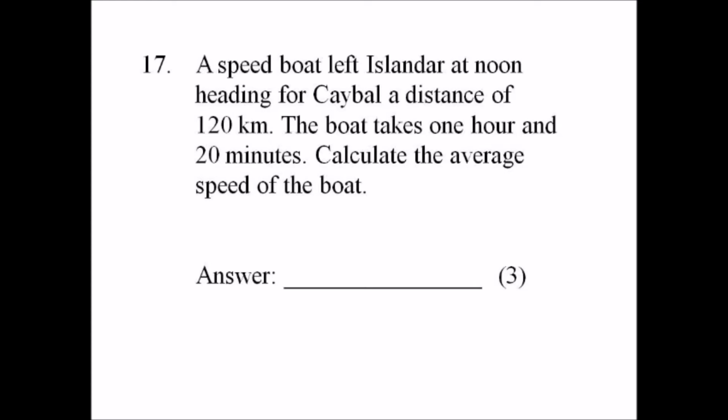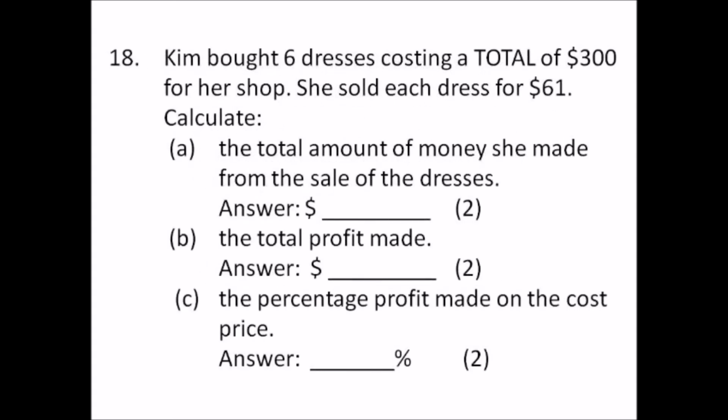Okay, again, speedboat left Islander at noon heading for Cable, a distance of 120 kilometers. The boat takes 1 hour and 20 minutes. Calculate the average speed of the boat. There is a formula for average speed, and you should know what it is. Once you know that, then you do a simple calculation and you should be able to get the average speed of the boat. And the average speed would be in kilometers per hour.